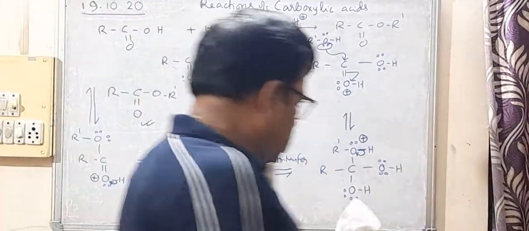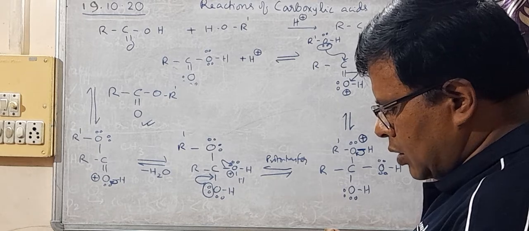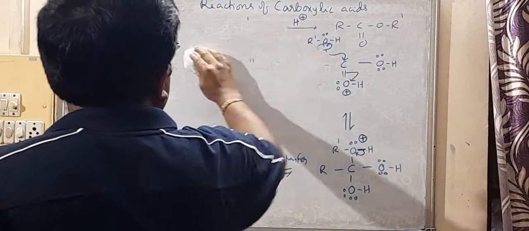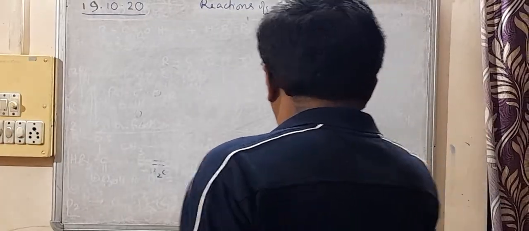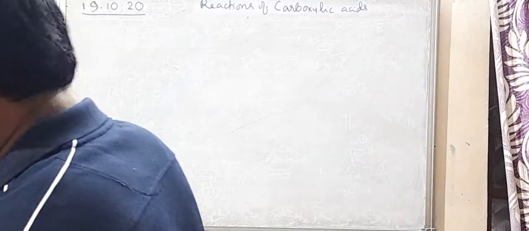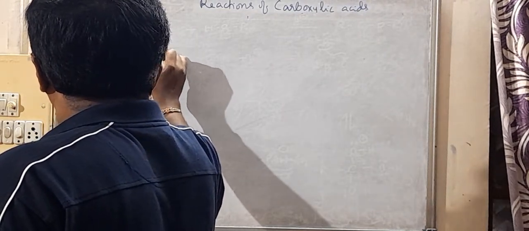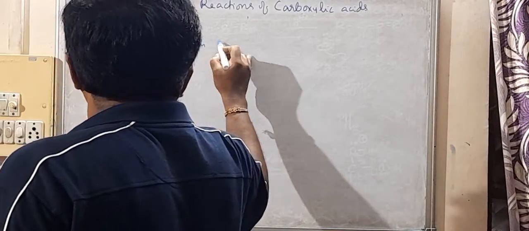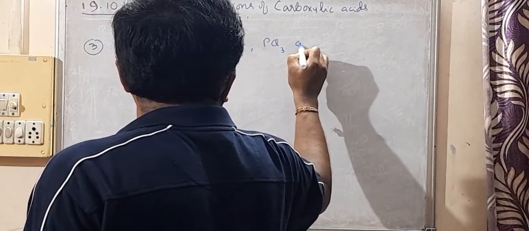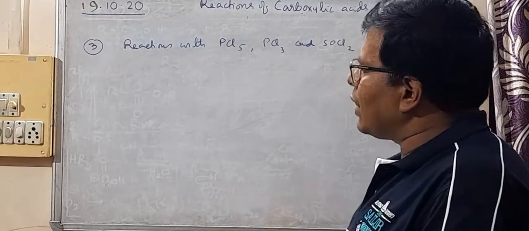So after esterification, we have reactions with, so let us write the third reaction, it is reactions with PCl5, PCl3 and SOCl2. These reactions are very much similar to the case of alcohol.